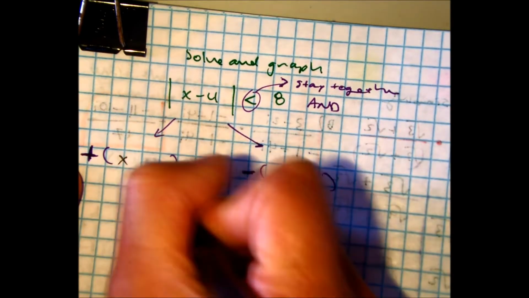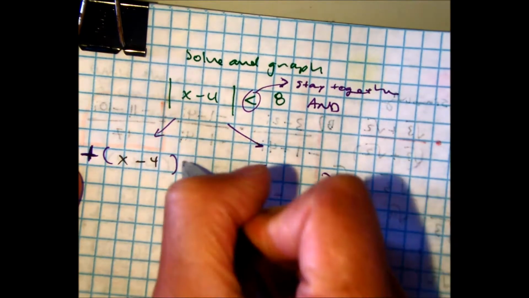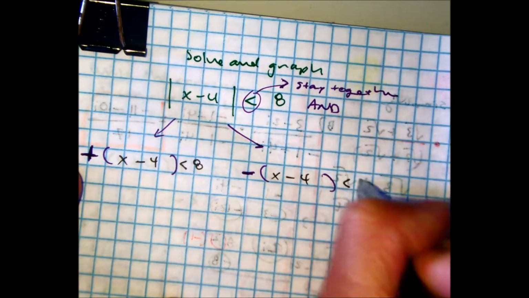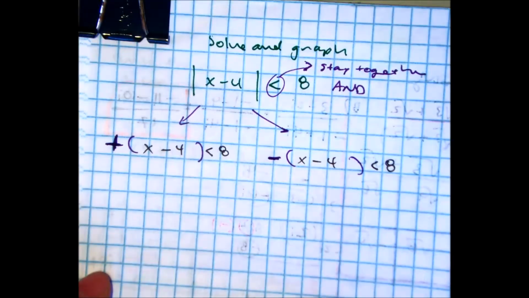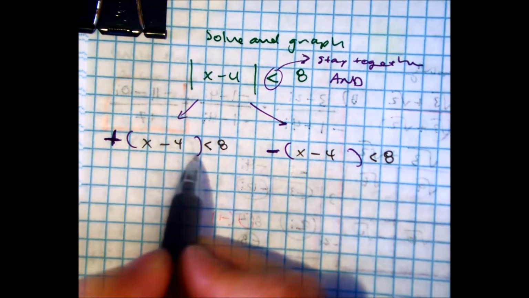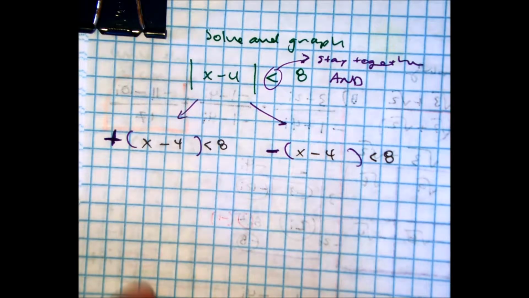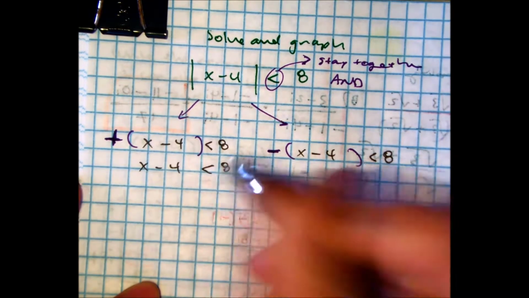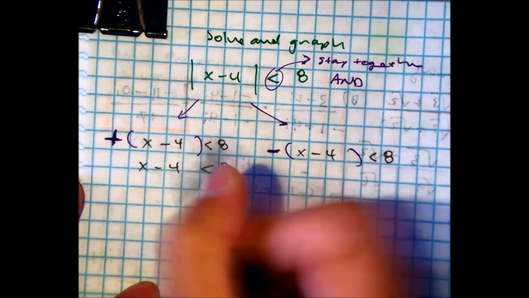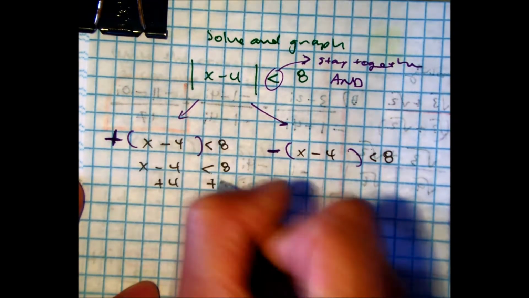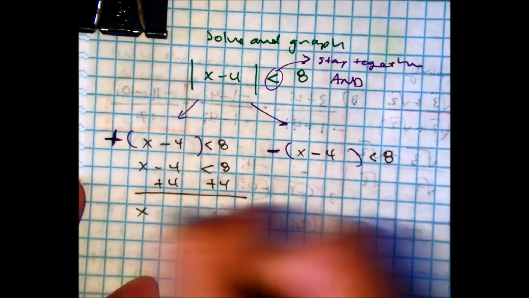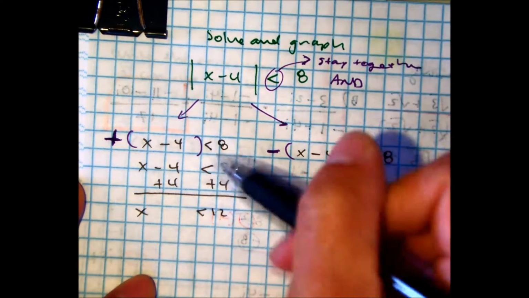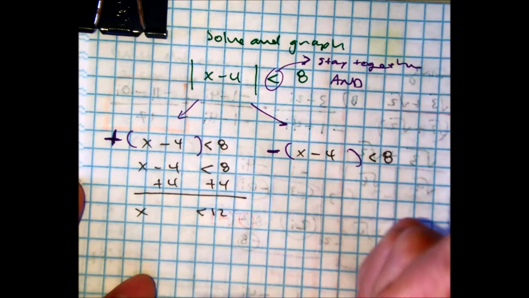I have x minus 4 less than 8 and x minus 4 less than 8. Class, do I need the plus sign or the parentheses? No. Now what? Add 4. X is less than 12. If you get intimidated with the inequality sign, just treat it like an equal sign till the very end.